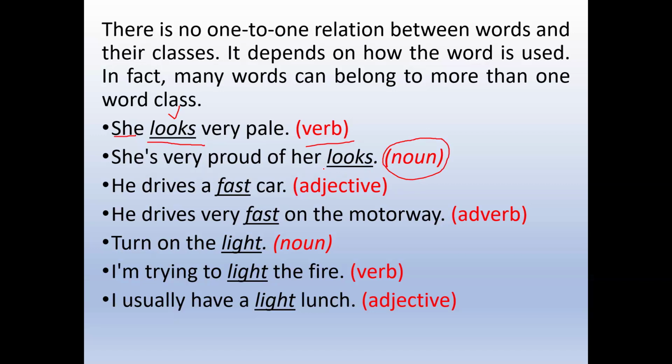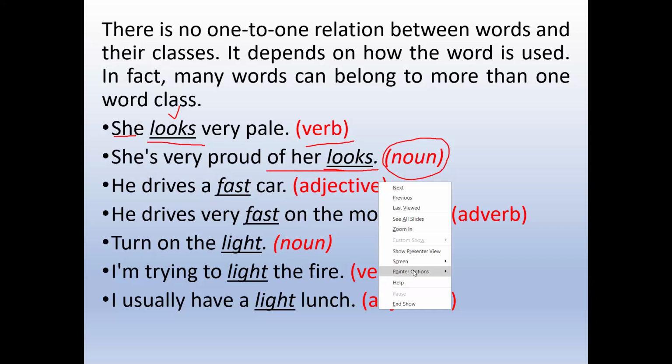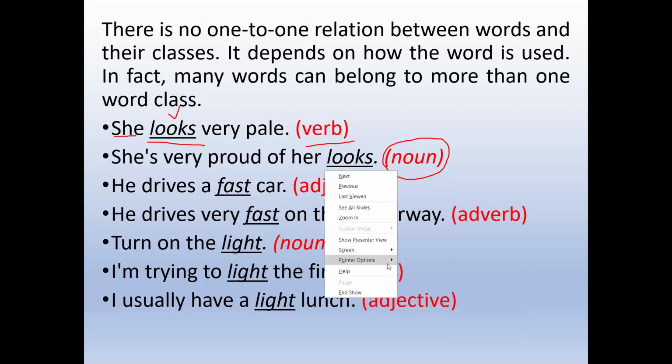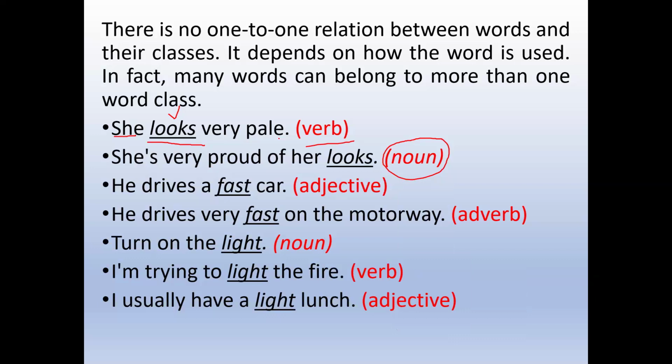Why is this a noun? Looks. Why can't it be a verb or any other word class? She is very proud of her looks. She is very proud of what? Of her looks, which means her looks.